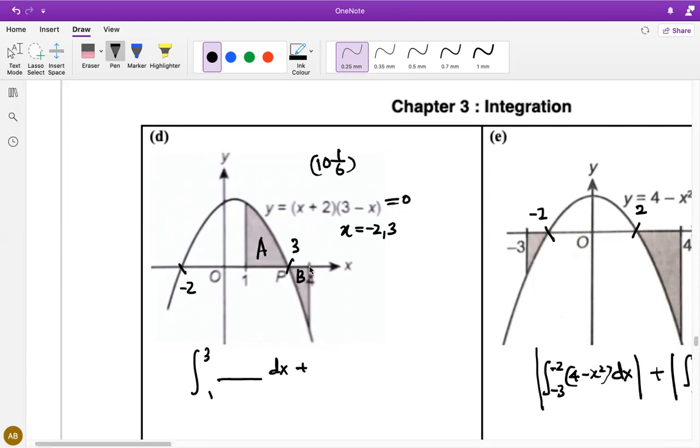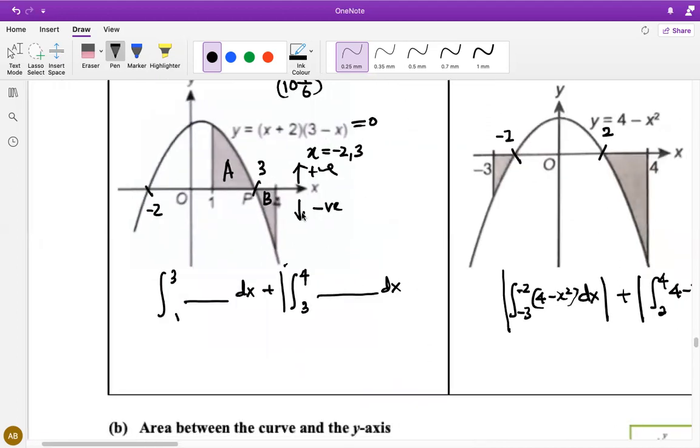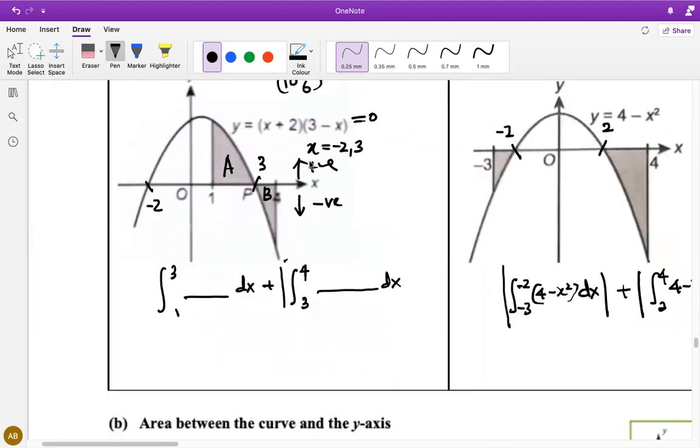All right, so B is, remember, below is negative, right? Above is positive. Therefore, you need to use modulus. So modulus from 3 to 4. So what dx? So you find out. The answer is already given to you.